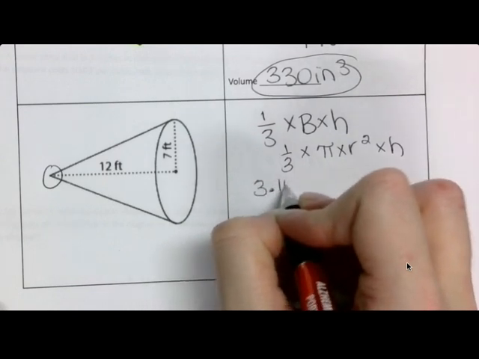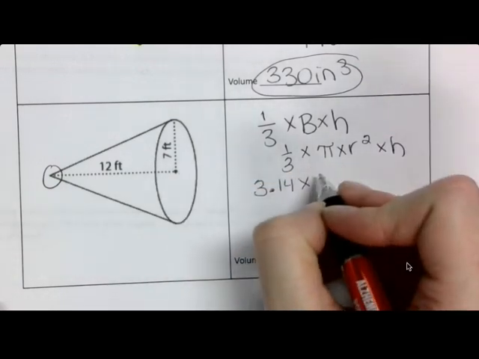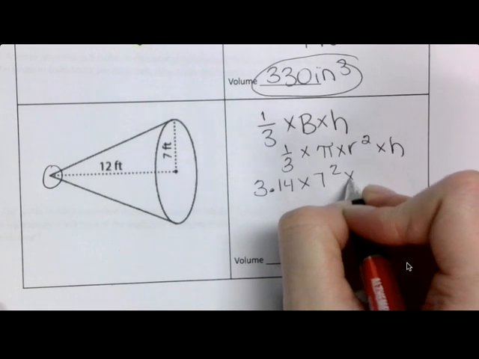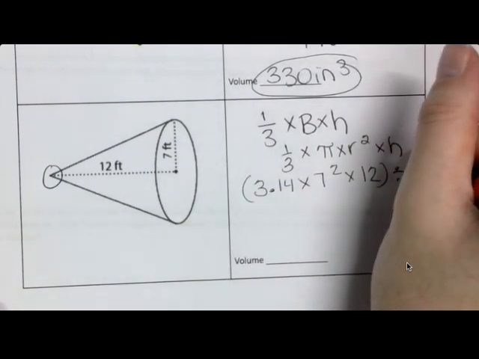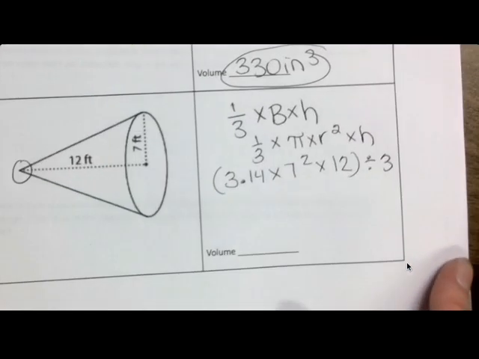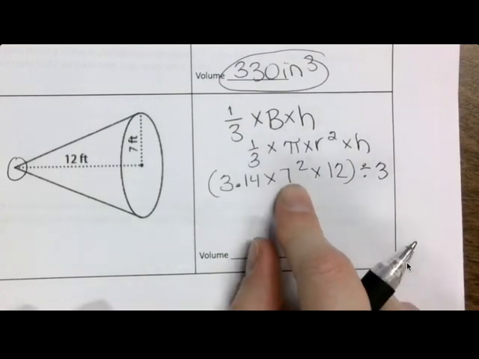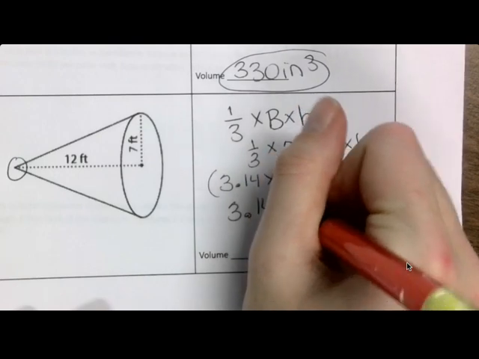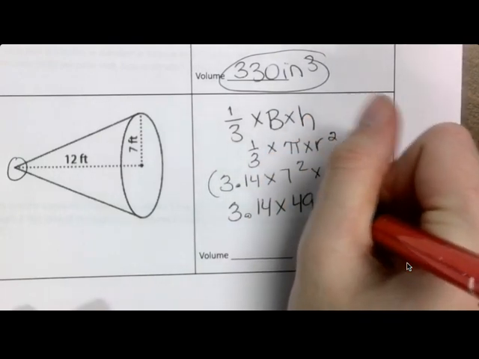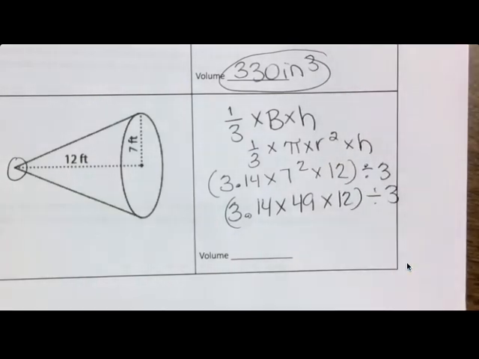the 3.14 times, is 7 my radius or is 7 my diameter? It's my radius, so that's all good, times my height of 12, and that whole thing is going to be divided by 3. So first, let's square 7. So I'm going to have 3.14 times 49 times 12, all divided by 3.